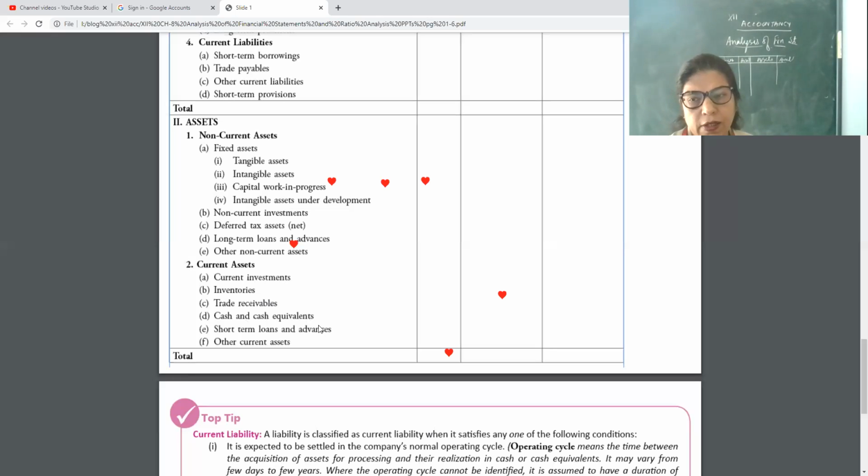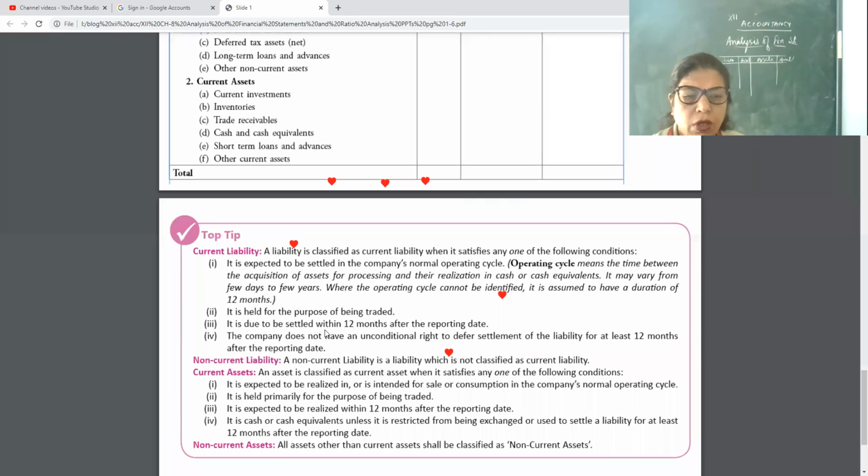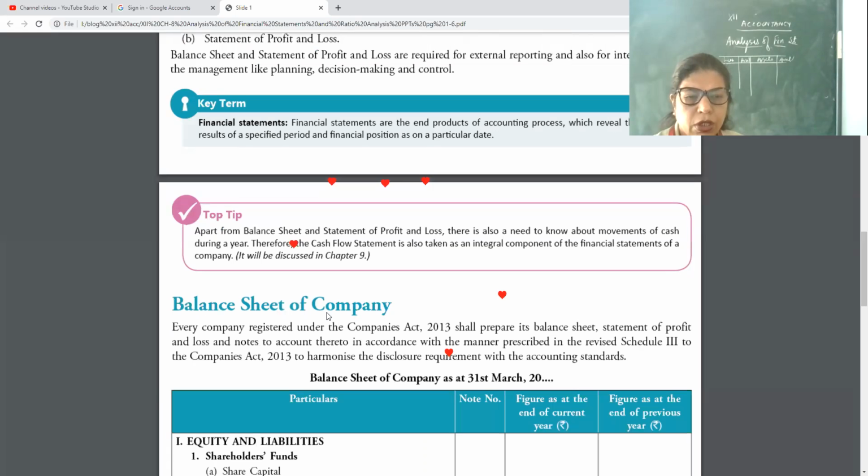Short-term loans and advances and other current assets. Now, what are the other current assets? Prepaid expenses, expenses paid in advance. Accrued income, income earned but not received. Now, one by one, I am going to tell you about these things.